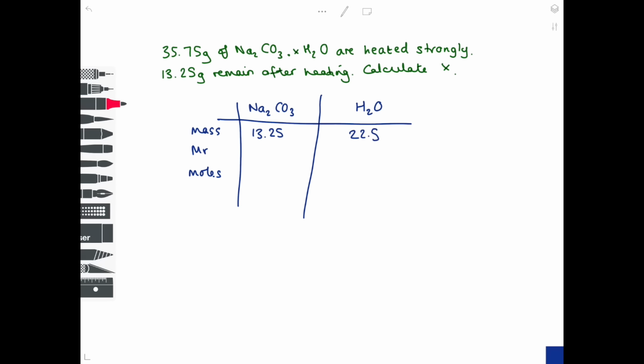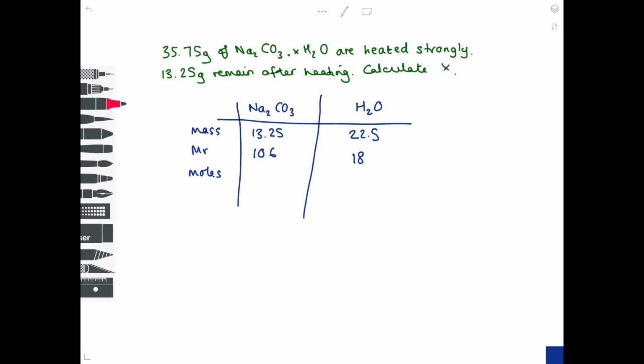The MR, use the periodic table, so we'll see sodium is 23, times it by 2 because of that small 2, plus carbon's 12, plus 3 lots of oxygen, which is 16, to get an MR of 106. And I know off by heart that the MR of water is 18, and you can check that in the periodic table if you don't believe me.